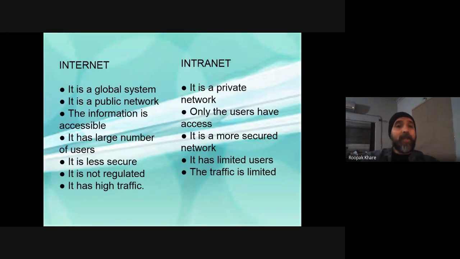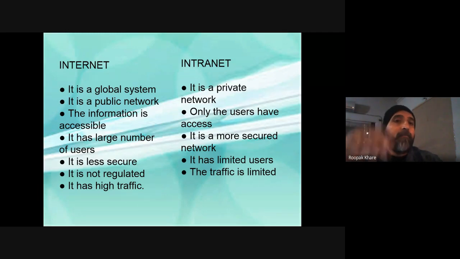Now, there is something called internet and intranet. All this comes from your study material, and you can always refer to it there. There are things about internet, there are things about intranet. What is internet? It is a global system. Everybody in the world is connected to it. Intranet is a private network, like LAN, local area network, where only people of an organization or a group are connected.